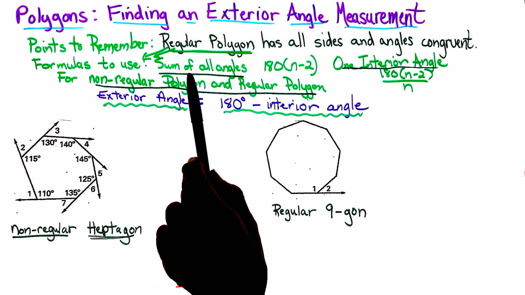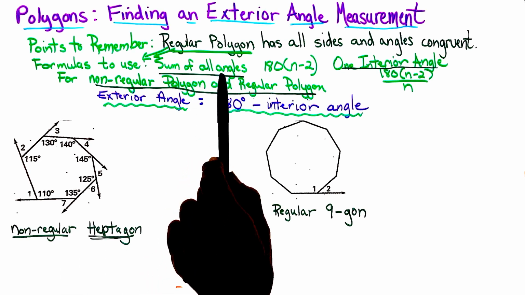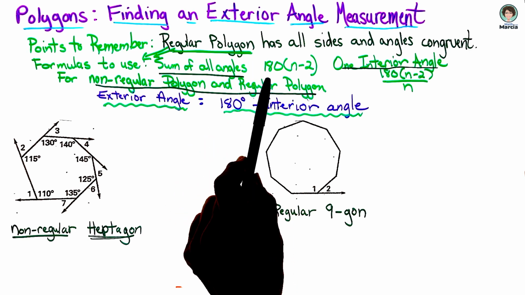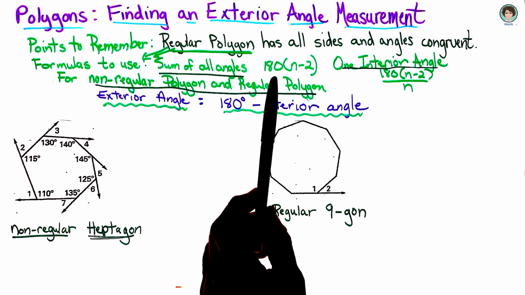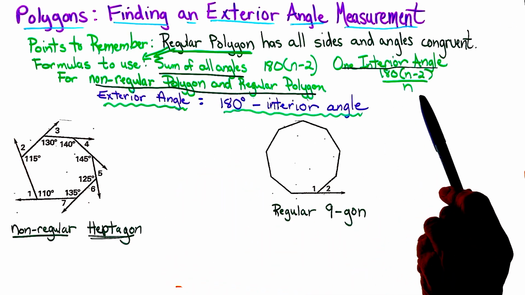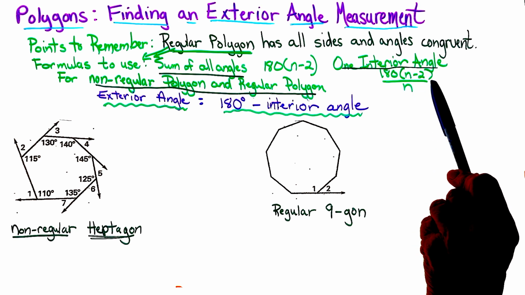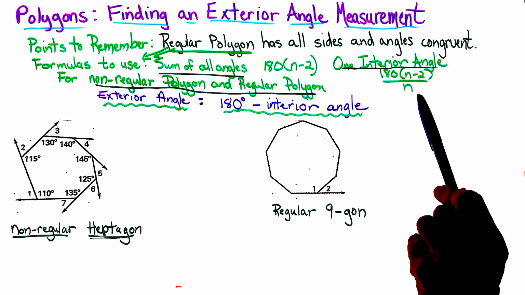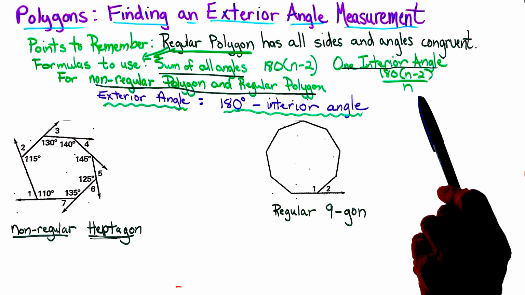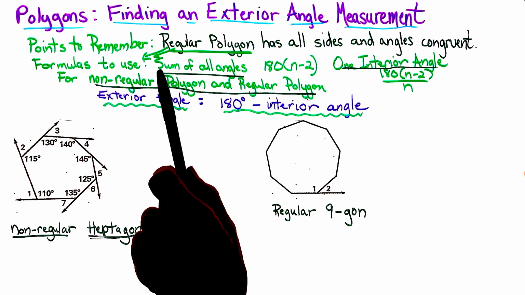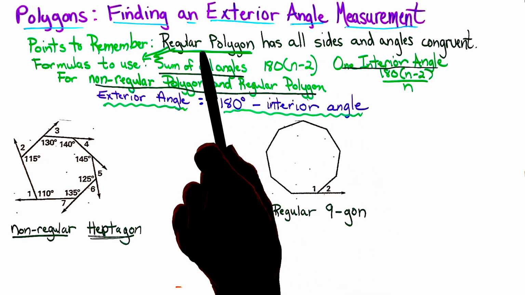If we're finding the sum of all interior angles of a regular polygon, we're going to use 180 times the quantity n minus 2. If we're finding one interior angle, we're going to do 180 times the quantity n minus 2, and then we're going to divide it by the number of angles that there are. So that is all the information right here, these formulas for a regular polygon.